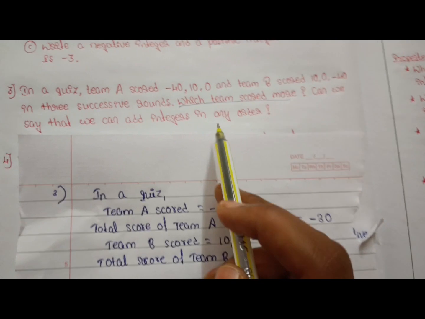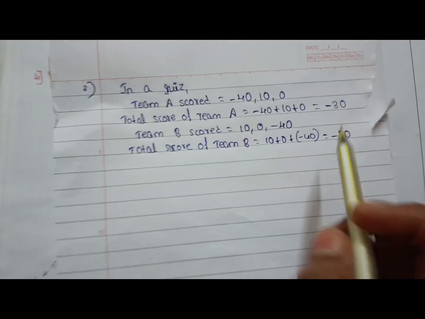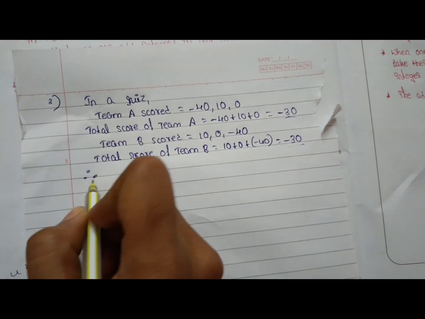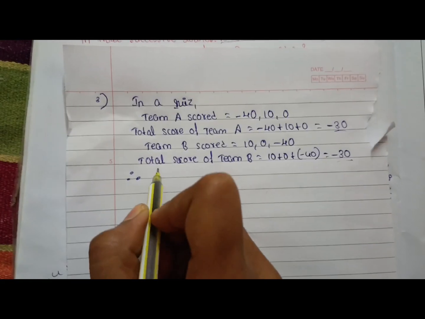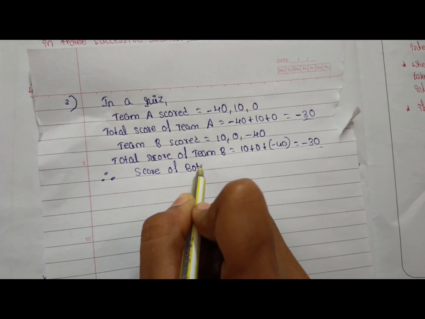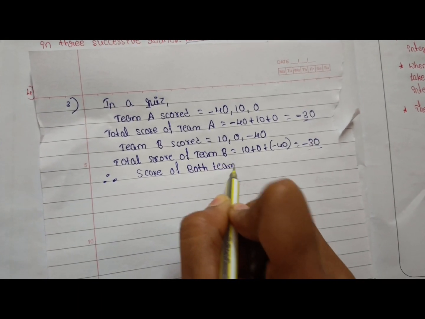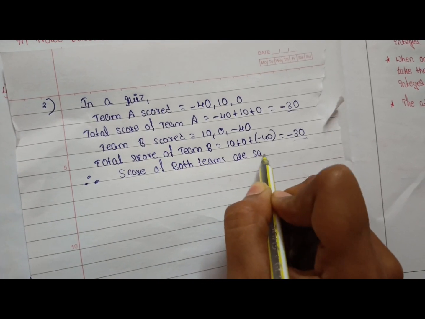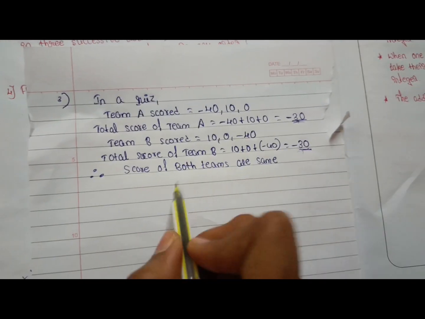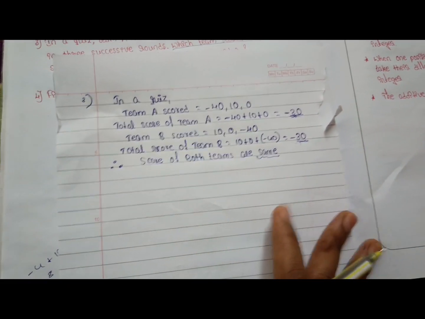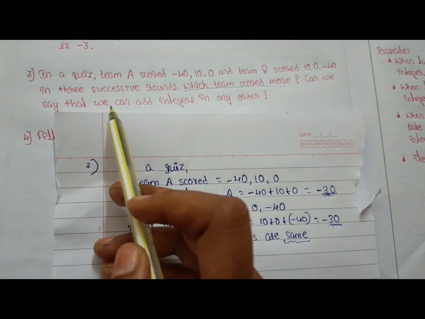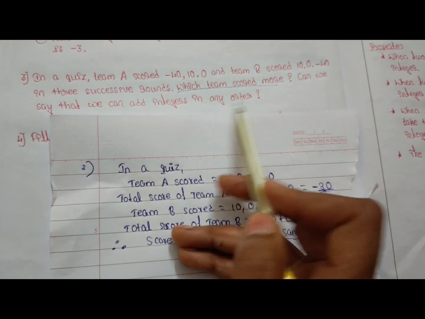The question is, which team scored more? Here we will get both scores are same. So we can conclude that score of both teams are same, because we got both team scores are equal. And they asked one more question. Can we say we can add integers in any order?